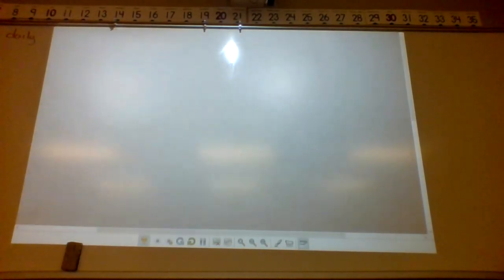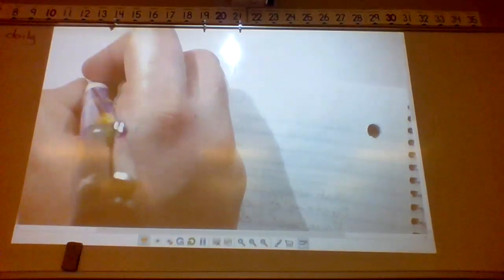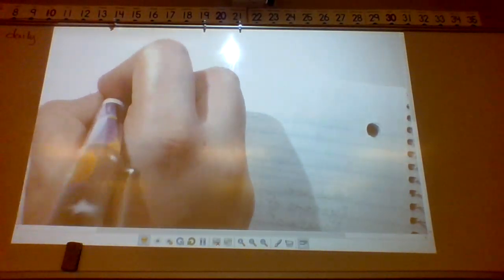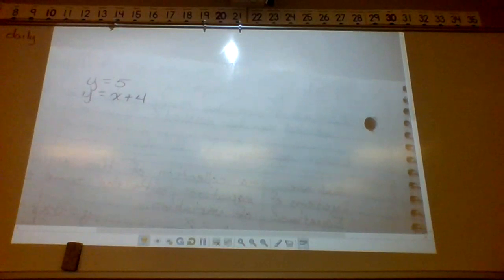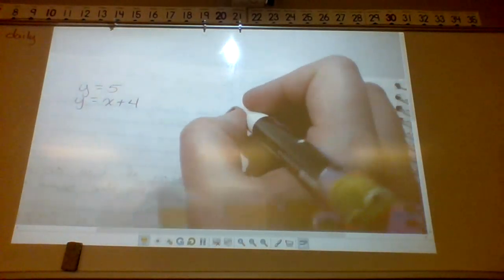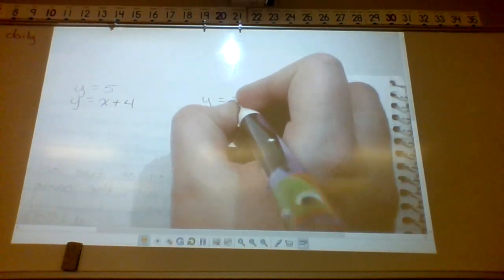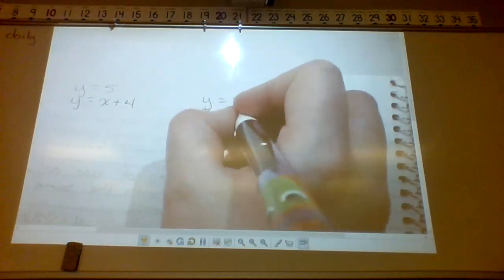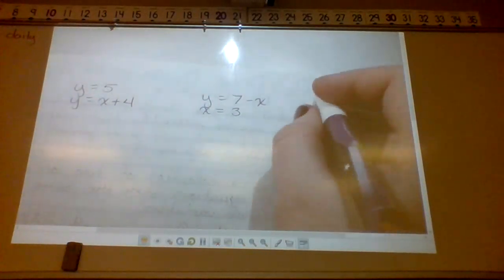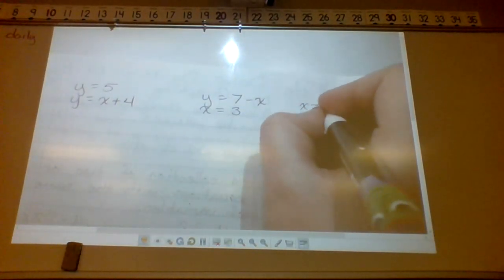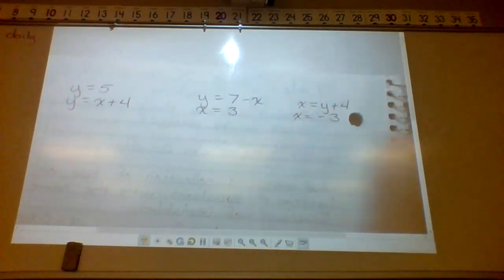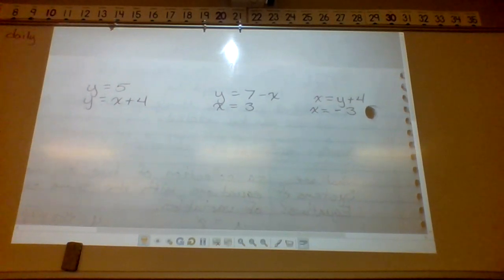Alright, student page, I am going to give you 3 systems. We have y equals 5 and y equals x plus 4. I'm going to solve that one. You are also going to solve y equals 7 minus x when you know that x is equal to 3. You will also solve x equals y plus 4, where x is negative 3. Solve those 3 systems.